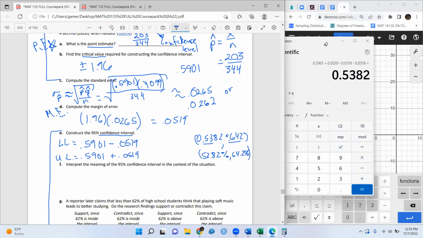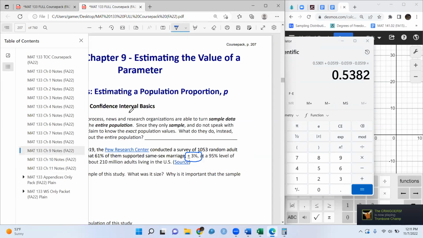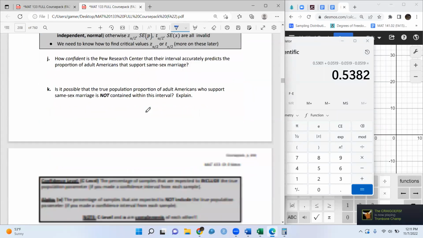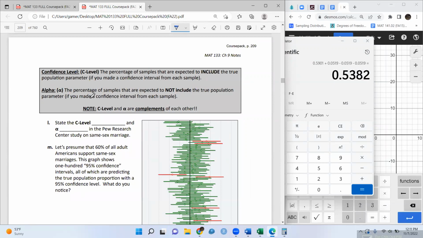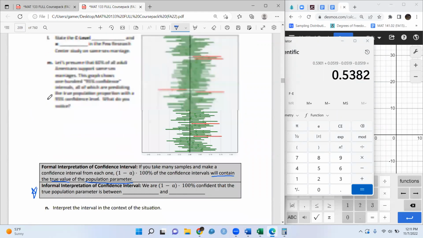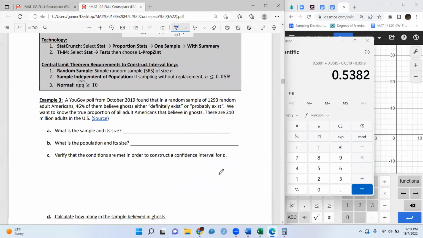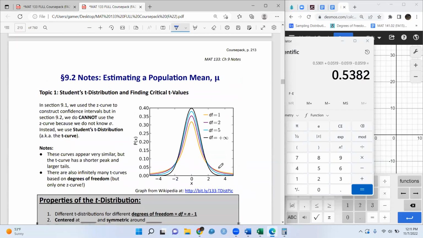So do you have the interpretation in your reference sheet yet? Isn't there a sentence structure here that we can use? Right here. This is your sentence structure. This is page 209. We are blank confident that the true population parameter is between blank and blank. And we're going to state what this is. Is there another place where we write it a little more explicitly or no? That is the only place.